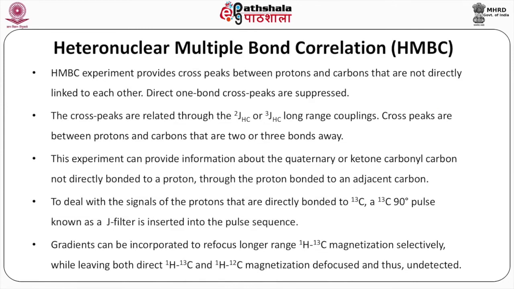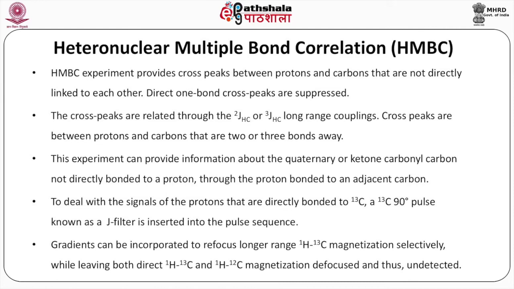Heteronuclear multiple bond correlation, HMBC. The HMBC experiment provides cross peaks between protons and carbons that are not directly linked to each other. Direct one bond cross peaks are suppressed. The cross peaks are related through the 2JHC or 3JHC long range couplings. Cross peaks are between protons and carbons that are 2 to 3 bonds away.